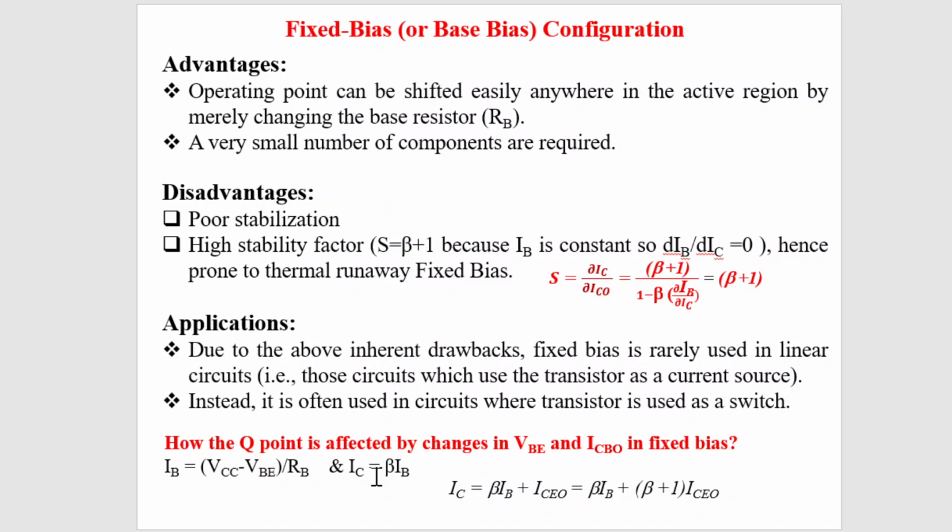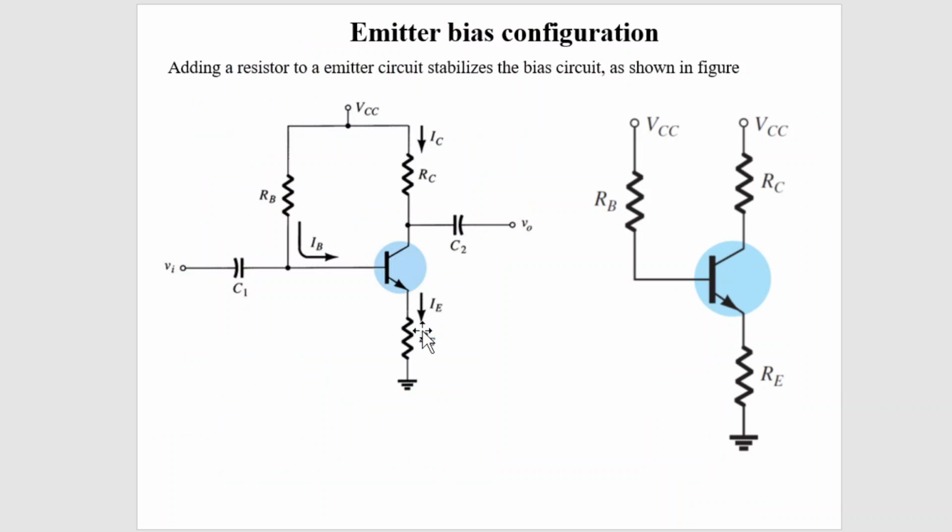So in order to remove these drawbacks of fixed bias configuration, another transistor biasing has emerged, called the emitter bias configuration. In emitter bias configuration, you just connect a resistor at the emitter. So this circuit diagram is quite similar to the fixed bias configuration. You just connect a resistor at the emitter, and that is called the emitter bias configuration. This topic will be covered in coming lectures.